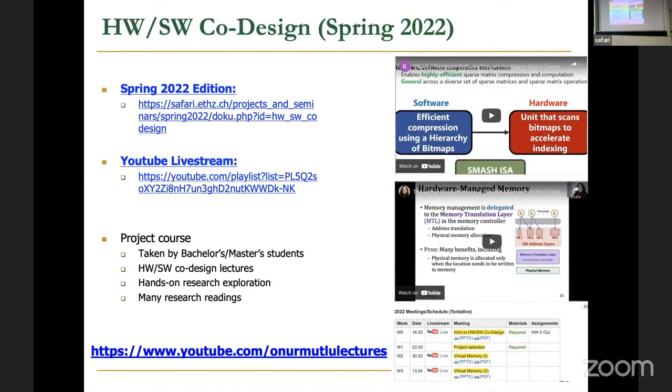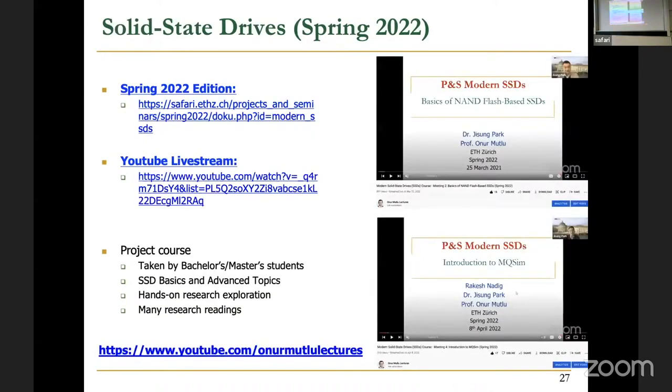Hardware, software, co-design. This is more, let's say, a course that's being developed over time. There are solid state drives courses that Mohammed and Rakesh are leading.